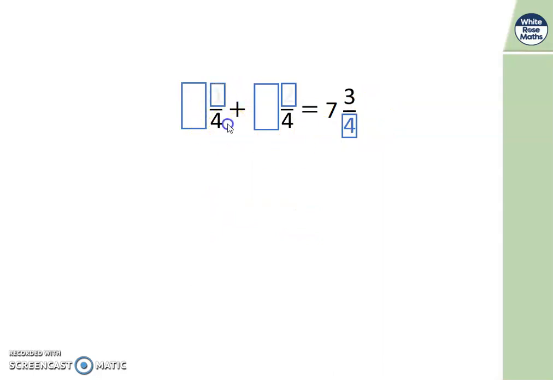And how many quarters could I have to make it to 3 quarters? Well, I could have 1 quarter add 2 quarters to make 3 quarters, or I could switch those and make that 2 quarters and that 1 quarter. That also works. That leaves me with my 7 whole ones.